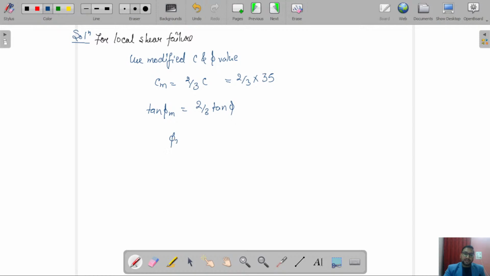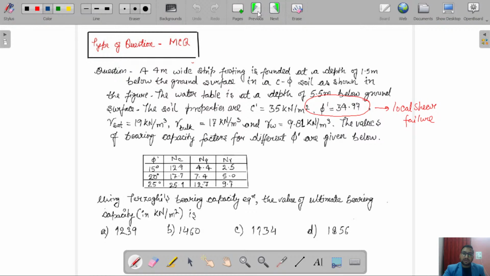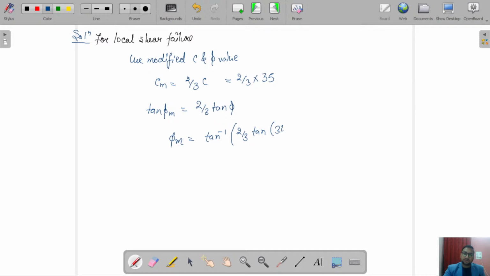If I calculate phi modified, it will be equal to tan inverse of 2/3 times tan 34.97. Just give me the value of modified phi value. What is the value of modified friction angle you are getting? So modified phi value is equal to 25 degree.